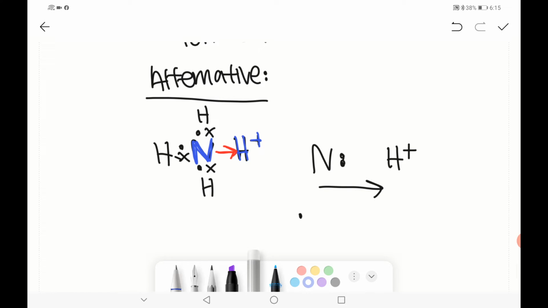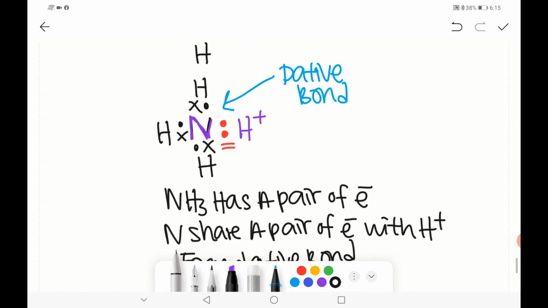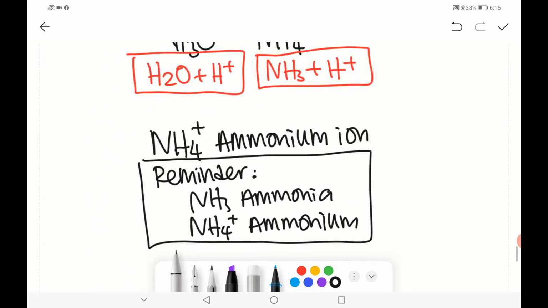So again, you don't need to know too deep about it. As long as you know some rough idea about the dative bond, that is good enough for SPM. You only learn this entire thing in detail when you go to a higher level, some pre-U level. For SPM, you just need to get a very basic introduction. So that's the first example for the dative bond.